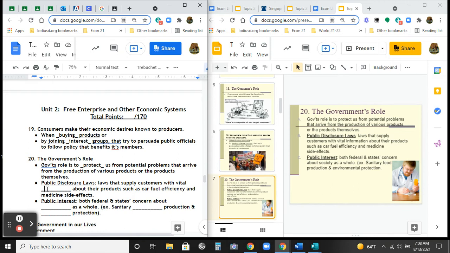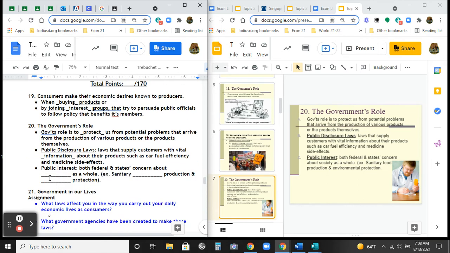Public disclosure laws. These are laws that supply customers with vital information about their product. So there are some things you're supposed to disclose. If you've ever seen a commercial where at the end they start talking about potential side effects are A, B, C, well, that's why they have to do that. They'd rather not do that, but they need to do that.